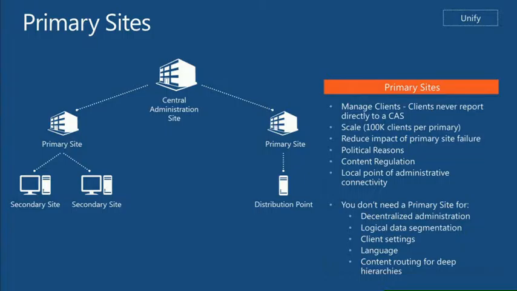There's a 100,000 client limitation, or supportability statement, for 100,000 clients on each primary site. So once you get beyond 100,000, then you'd want to go and deploy a second primary site.